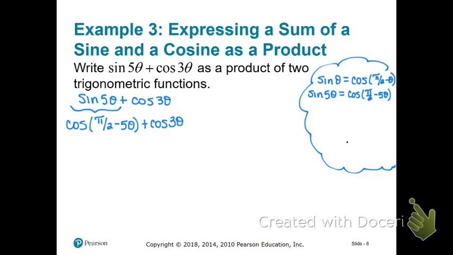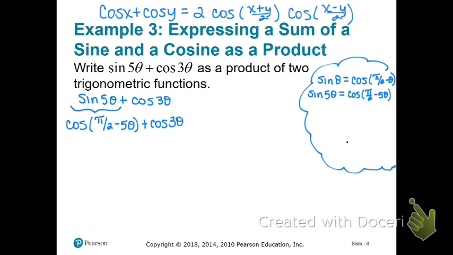And now we're using cosine of x plus cosine of y. So I'm going to actually write the formula up at the top then, because I like to be able to look at it as I'm plugging it in. Cosine of x plus cosine of y equals 2 cosine of x plus y divided by 2, times cosine of x minus y divided by 2. So remember, this is our x and this is our y.